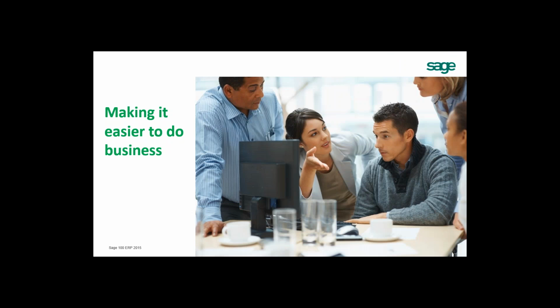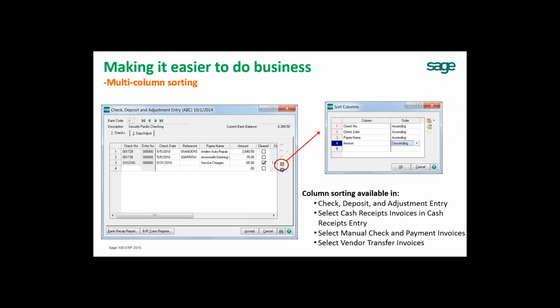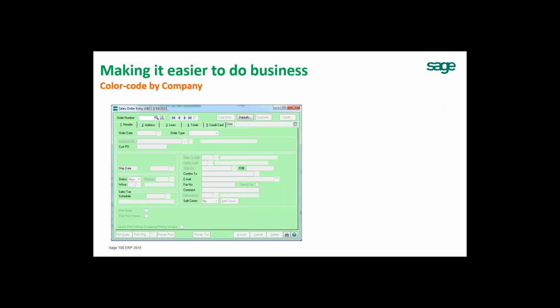So 2015 was all about making it easier to do business. A lot of the new things that got added into the system is multi-column sorting. So you now have the ability during data entry and check deposit, cash receipts, manual check, vendor transfers of invoices, especially if you're doing credit card vendors, to sort all your different columns however you need to in the system to give you better usability.